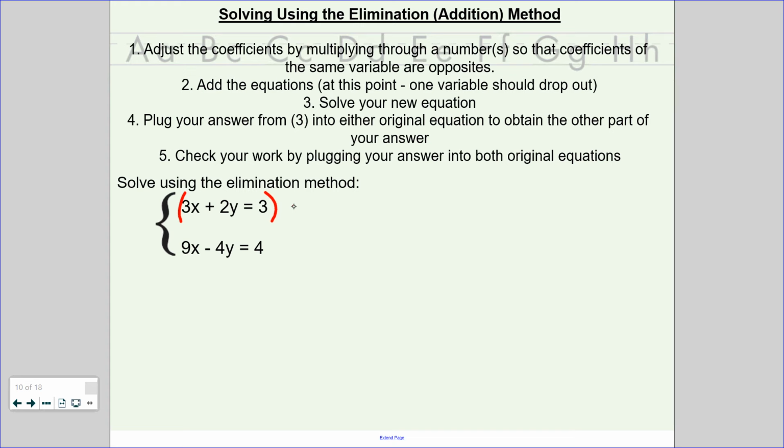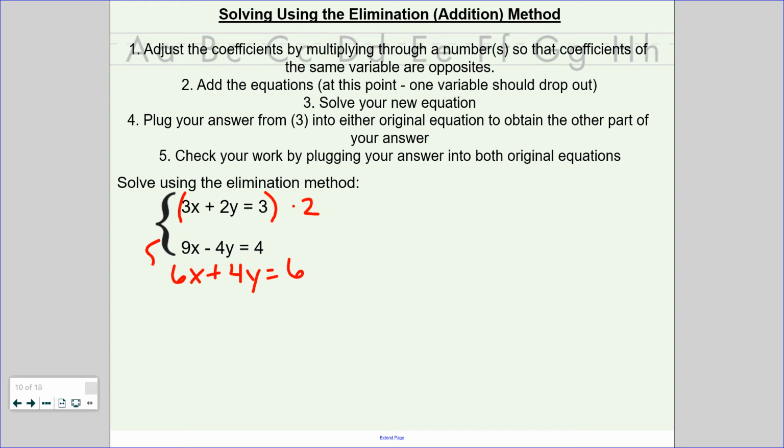Now it's probably going to be easier to make the 2 look like a 4 only because I can multiply through a positive instead of a negative, and I'm less likely to make a mistake there. But again, if you chose to multiply the 3x by a -3, that would work here as well. So you are going to have some amount of choice in this problem like you did with substitution. You just need to make sure that you distribute that number through the entire equation, so I always use parentheses when I do this. 3x times 2 gives me a 6x, 2y times 2 gives me a 4y, and then 3 times 2 is going to give me a 6.